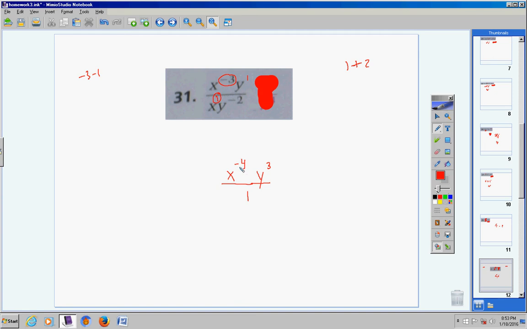I don't want this negative exponent, so I'm going to pick this up and bring it to the bottom and have x to the positive 4. So, my final answer is y to the third over x to the fourth. If you want to put the 1 there, you can. You don't have to. And there's the answer.